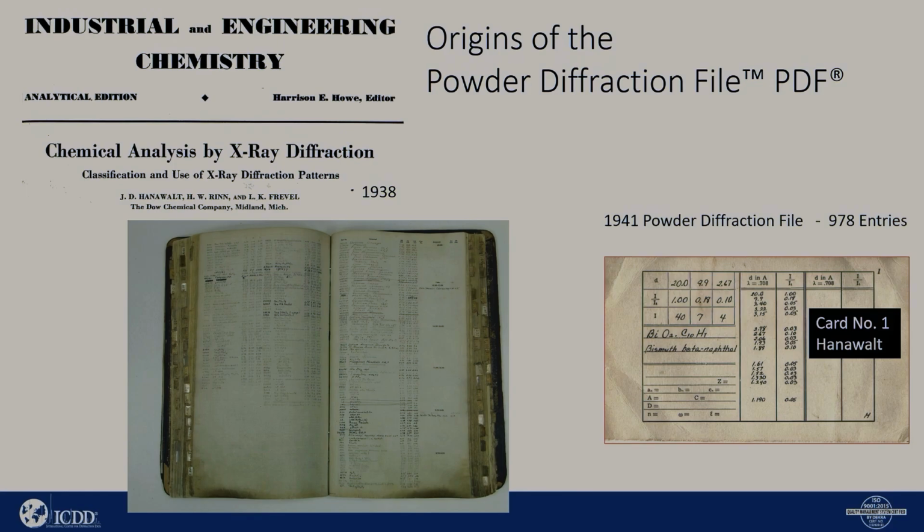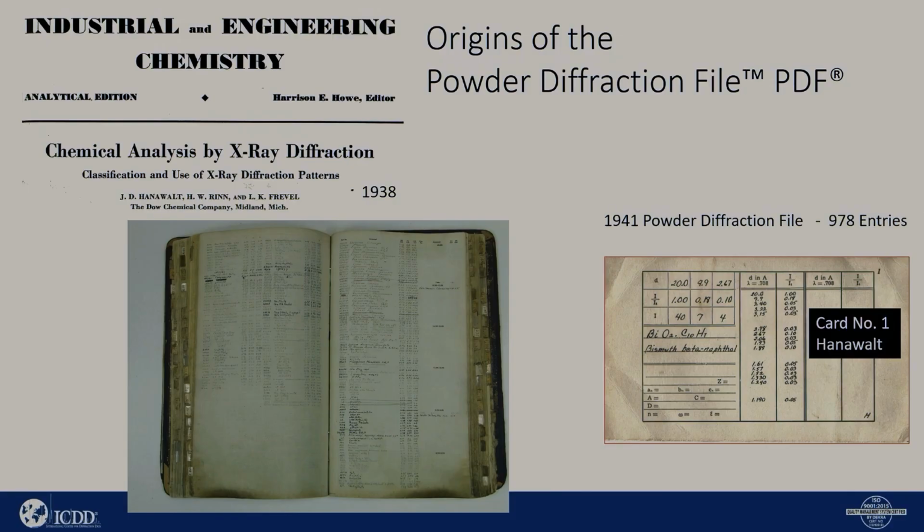So the image on the left here, that is the original Hanawalt manual. It is at ICDD. We like to jokingly say that you could see some of the entries will have a line drawn through it. This is when they figured out that they didn't have the right analysis of the material. And we like to refer to that as the original delete key in terms of technology.